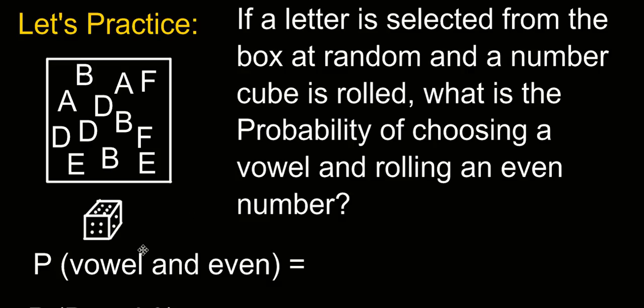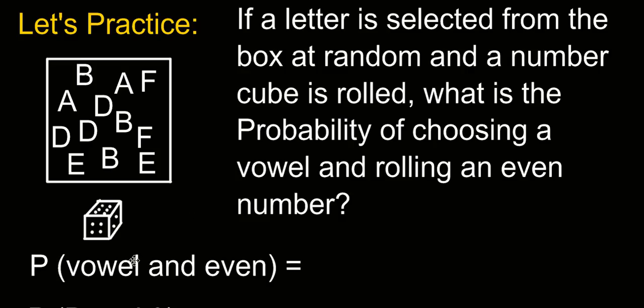You should have this set up just like we see down here, the probability of a vowel and an even number. On this type of event, we want to put the probability of the first event and then multiply that times the probability of the second event. And that should give us the probability of the first event and the second event occurring.